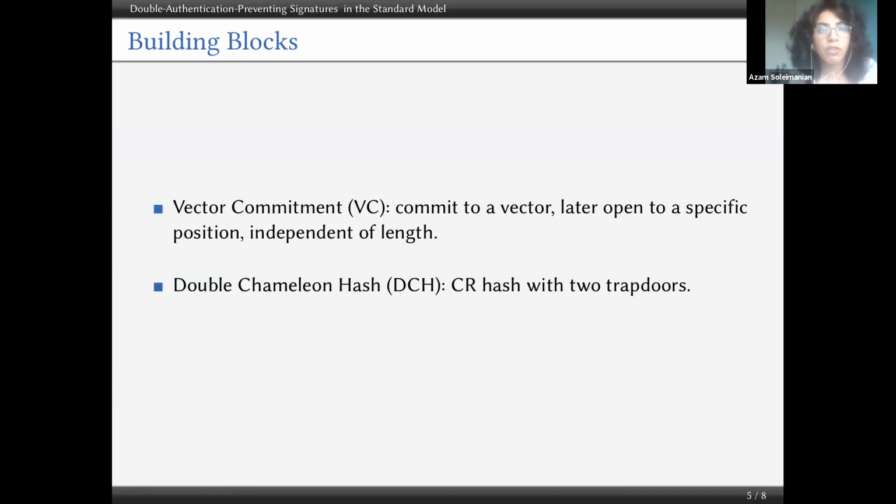Before going to the construction, we are using two main building blocks: vector commitment, which is a commitment scheme where you commit to a vector instead of a single value, and later you can open it to a specific position. The nice point is that the opening does not depend on the length of the vector. The other primitive is double chameleon hash, which is a collision-resistant hash with two trapdoors. So basically it is hard to find a collision unless you have one of the trapdoors.